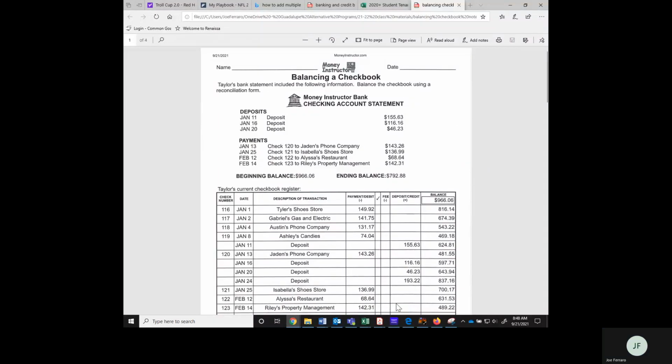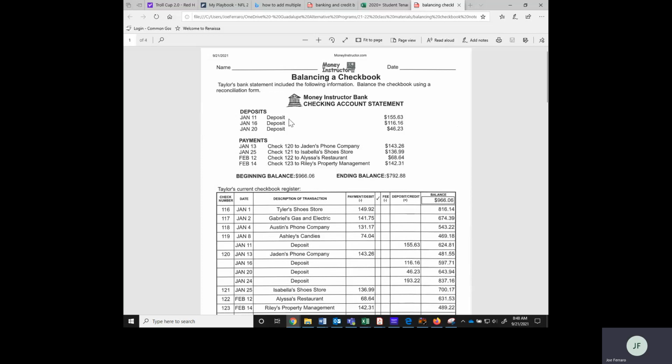So you'll have to get this handout from me. This is a separate handout, this is not in our packet. It should look like this, balancing a checkbook. Make sure you have that. If you don't have that, you're going to have to ask for it.